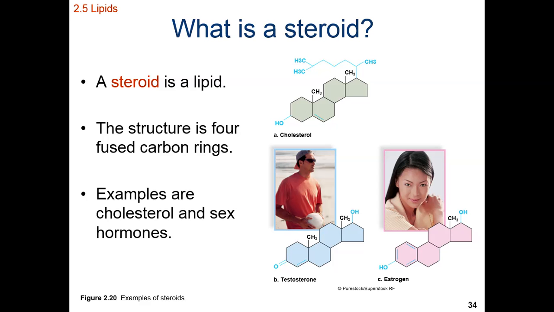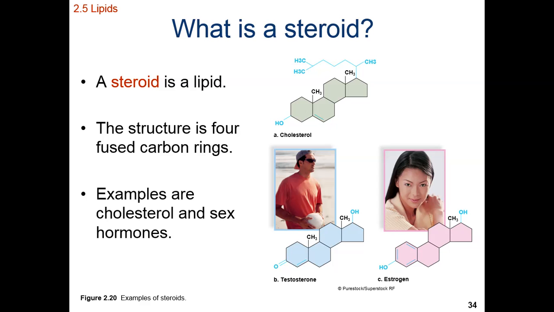So steroids are another kind of lipid that are based on 5 and 6 carbon rings. The simplest steroid is cholesterol. Cholesterol is a building block that's used to make both testosterone and estrogen. These steroids are capable of having very profound effects in human beings, even at very low concentrations.